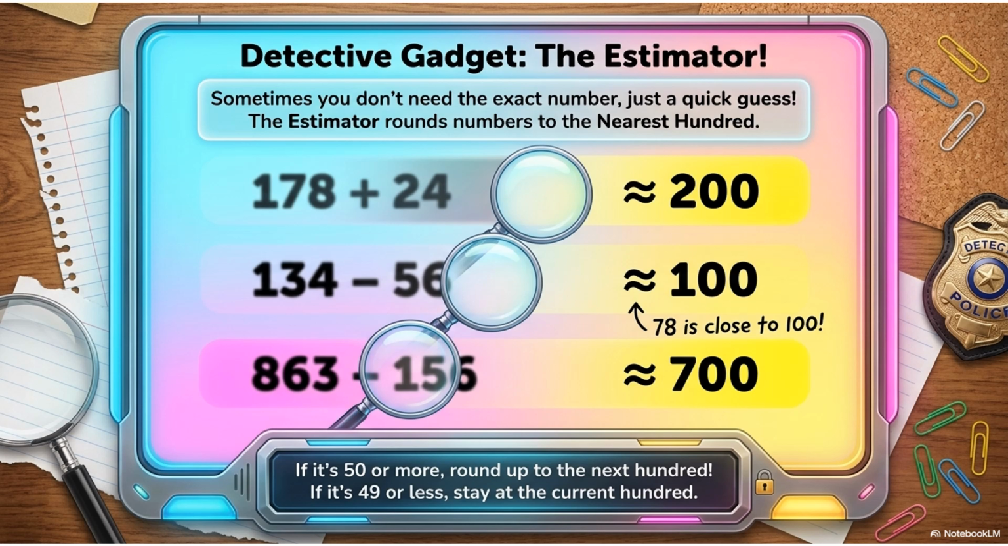Alright. There's this detective gadget, the estimator. 178 plus 24 is going to be somewhere near, you can call it the nearest 100. That is going to be 200. 134 minus 56 is 78, but it is close to 100. 863 minus 156 is going to be close to 700. So if it's 50 or more, round it up to the next 100, and if it's 49 or less, stay at the current 100.